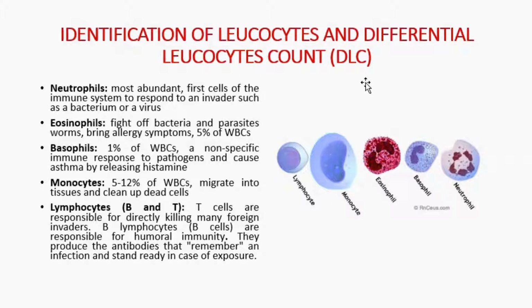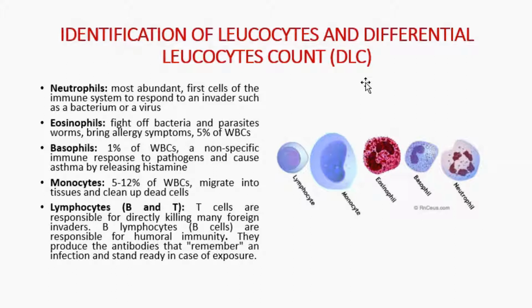And then there are monocytes. Monocytes are the cleaning system of the body. They are about 5 to 12% of WBCs. They migrate into tissues and clean up dead cells. Lymphocytes are T and B cells. T cells are phagocytic, and B lymphocytes give rise to the humoral immunity, meaning they produce antibodies.